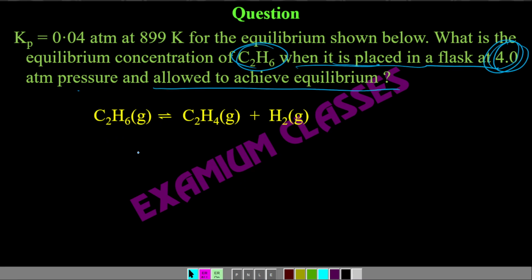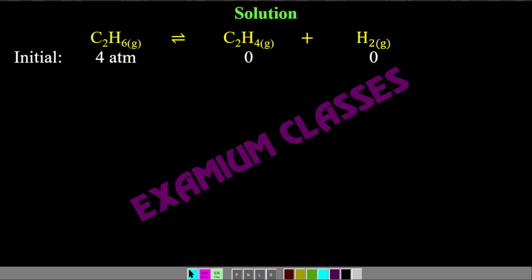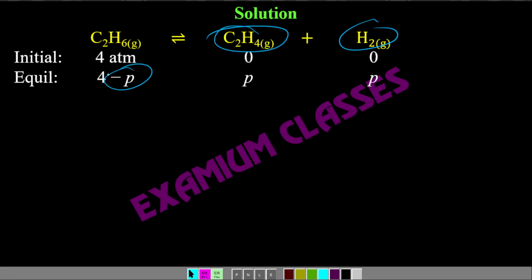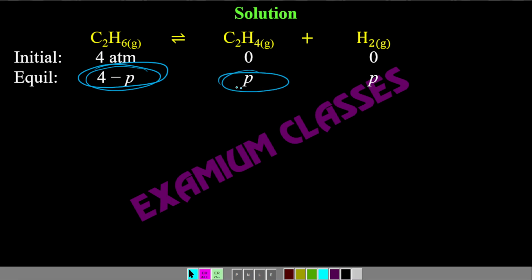So initially we have 4 atm pressure. Obviously we won't have any amount of ethene and hydrogen, so in that case 0 partial pressure. Then suppose P got consumed here, the ratio is 1:1:1. You have 1 mole here, 1 mole here, 1 mole here, so if P is consumed, P will be produced, P will be produced. So the equilibrium pressure here will be 4 minus P. Here it will be P because it was earlier 0. Here also P.